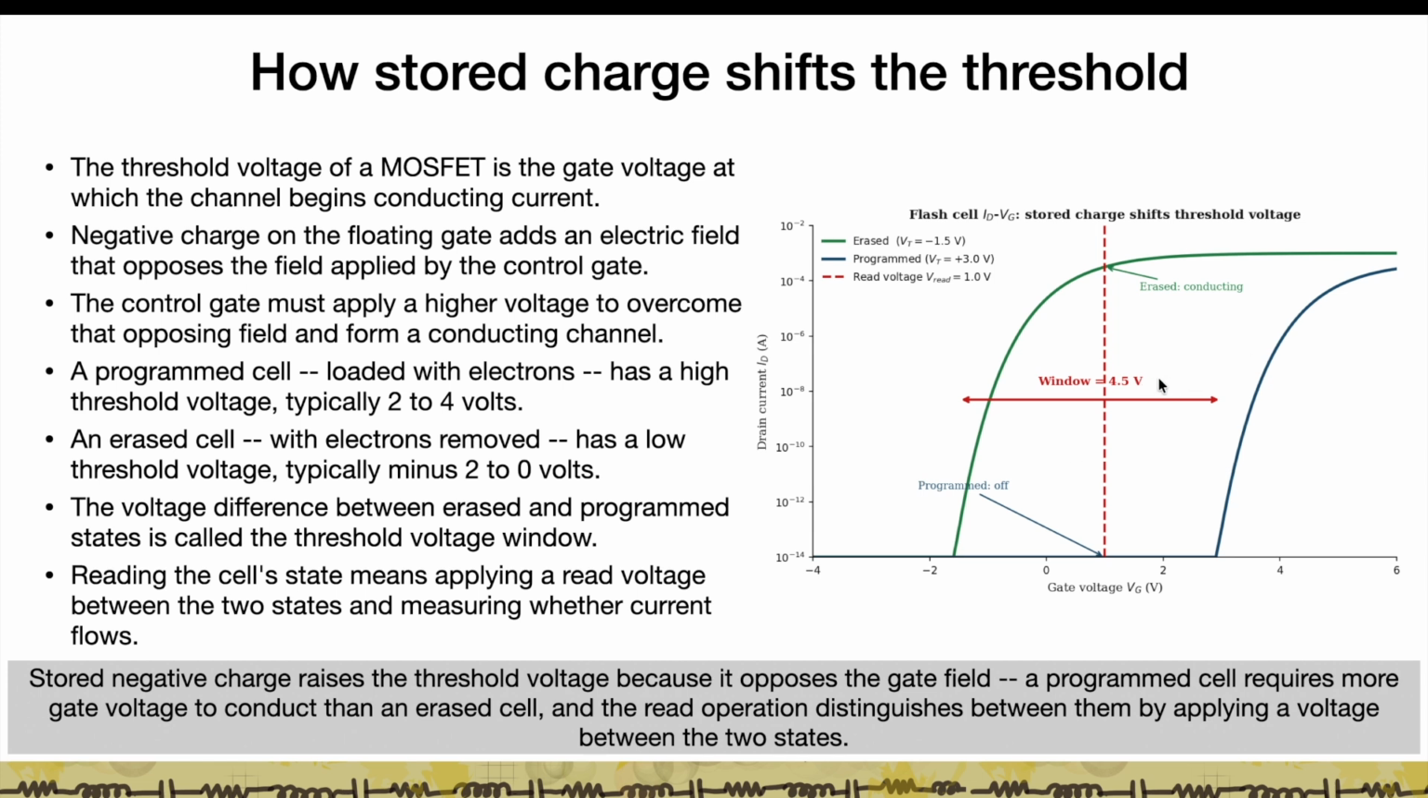Now, this arrow marks the threshold voltage window, the voltage distance between the erased state and the programmed state. In this example, it's around 4.5 volts. That window is the resource you have to work with. Everything you want to store, whether it's 1 bit or 4 bits per cell, has to fit inside it.